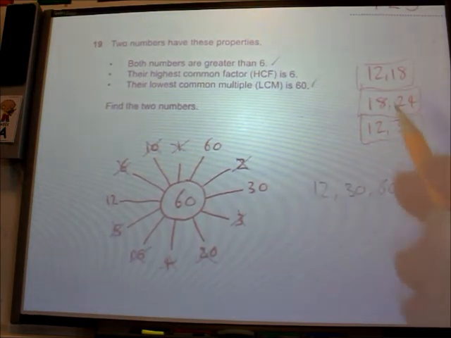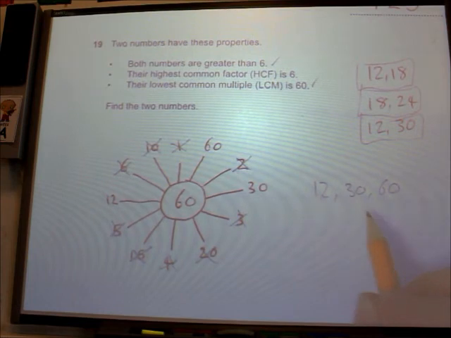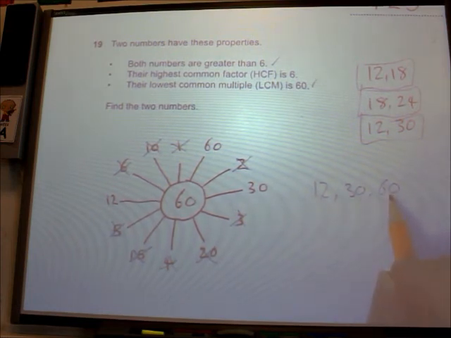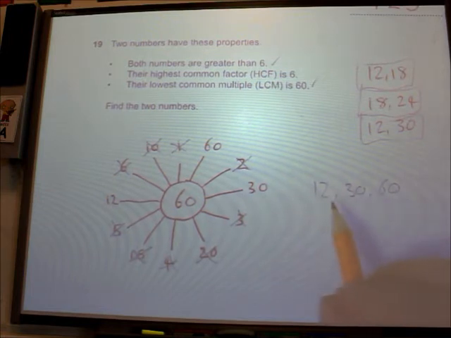Right. The highest common factor is 6. Well, the highest common factor of 30 and 60 is 30. The highest common factor of 12 and 60 is 12. So it comes.